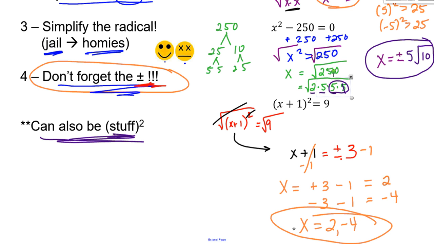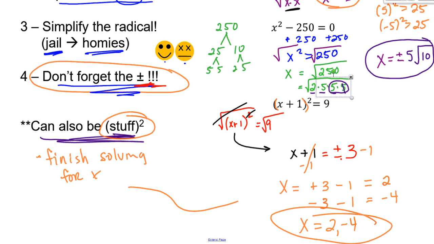So it doesn't just have to be x squared. It can be some stuff, and there will be parentheses. That's usually your big clue: some stuff inside with a squared outside the parentheses, just like this. You can use this method as well. Just get that stuff squared alone, and then follow the same steps, and then finish solving at the end. Right, like I had to do down here.